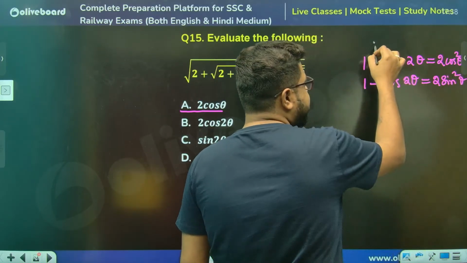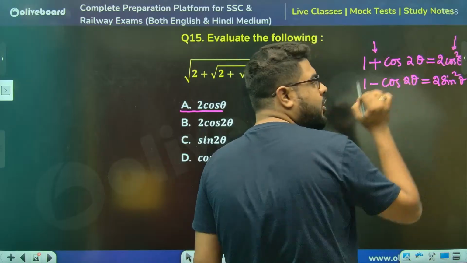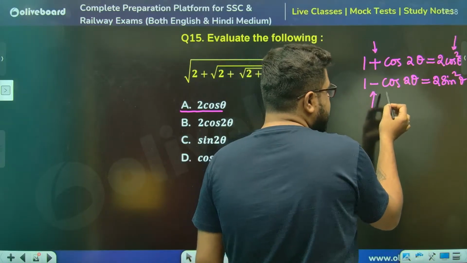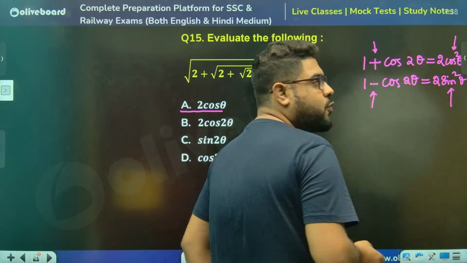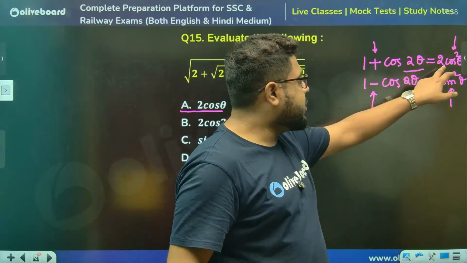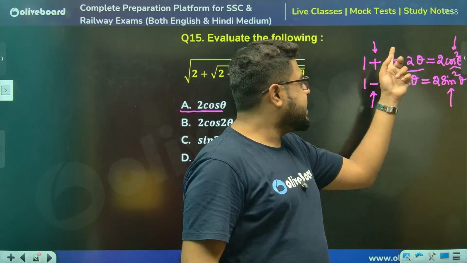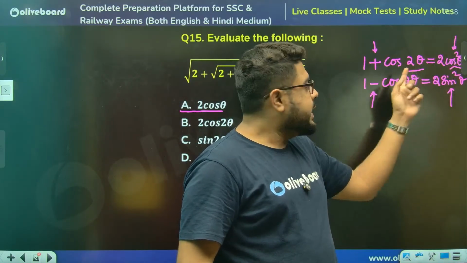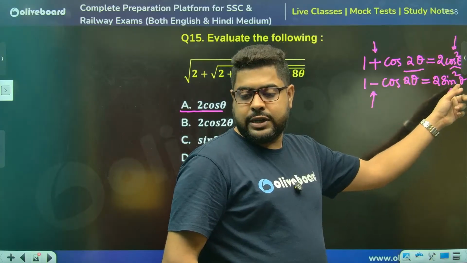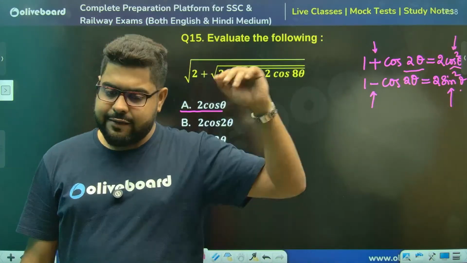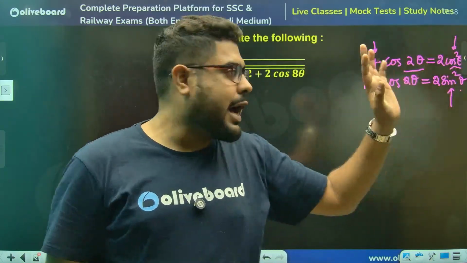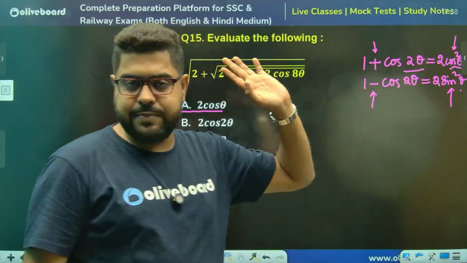Meaning, if it is plus, cos will remain cos. If it is minus, cos will become sine. And whatever is here, it will always be half. If it is 4 theta, it will become 2 theta. If it is 8 theta, it will become 4 theta. Always half. Whatever angle is to the left, half of that angle will be towards the right.